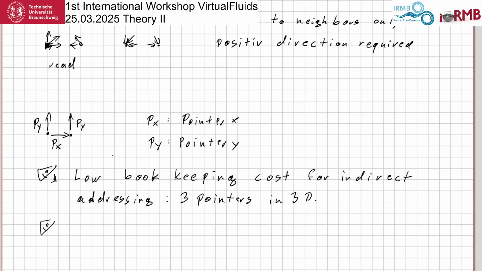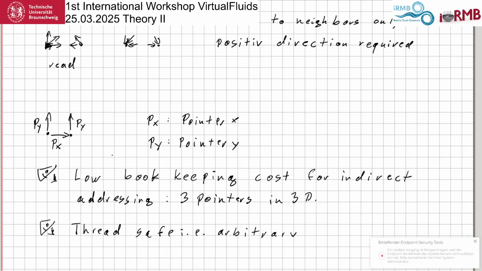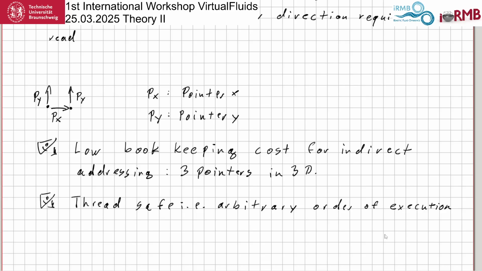The other thing is, because we only write where we read from, this is also completely thread safe. This means we don't need any particular order in which we execute this, which is especially good for the GPU, because on the GPU we don't actually know the order in which our lattice nodes are processed. Okay, right. So this is how it's done on the GPU.